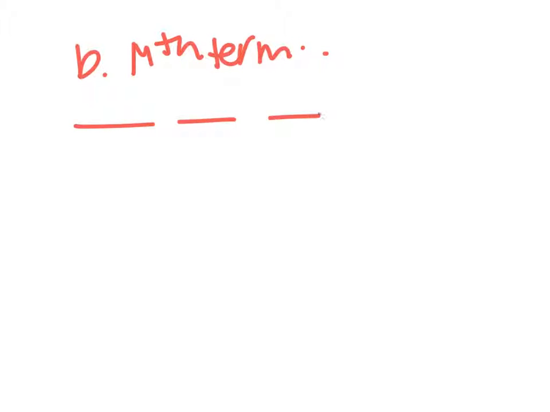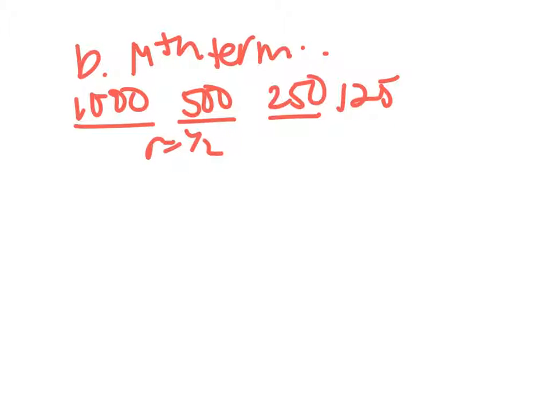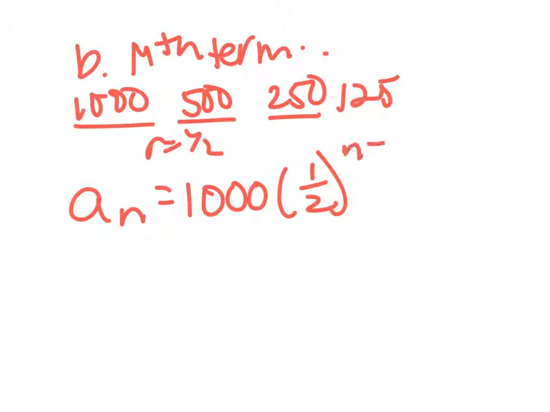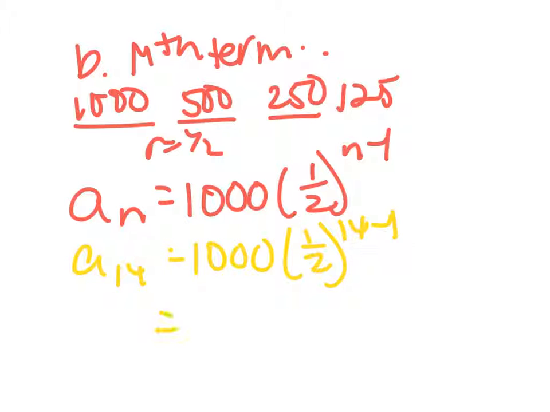So the second part of the problem was to find the 14th term of the sequence. When we went backwards from 125, we got 1,000 as our starting term, and our ratio was 1/2. So a sub n equals 1,000 times 1/2 raised to the n minus 1. If I want to find the 14th term, I plug in 14, and that gives me 125 over 1,024. And since your original equation gave you everything in fractions, you want to write your final answer in fractions.